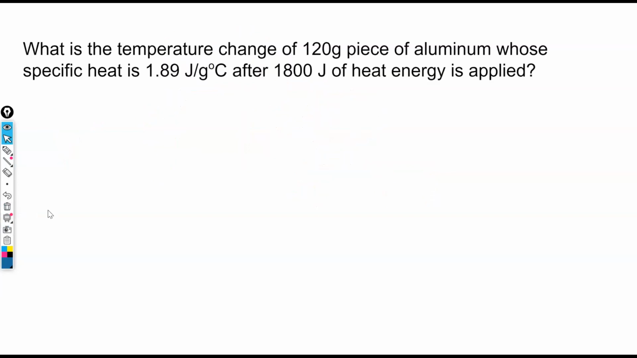So let's look at how we could actually use this real quick. What is the temperature change of a 120 gram piece of aluminum whose specific heat is 1.89 joules per gram degree Celsius after 1800 joules of heat energy is applied? When we do specific heat, we have our equation, Q equals m c delta T. If 1800 joules of heat energy is applied, that is going to be our Q, because Q is just always joules.